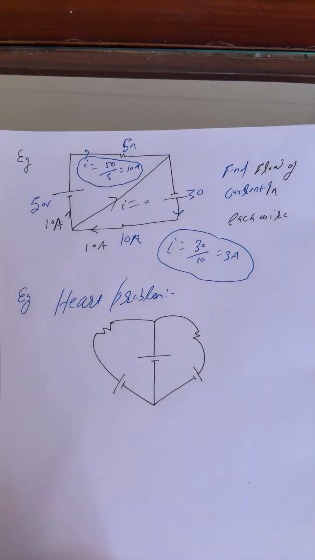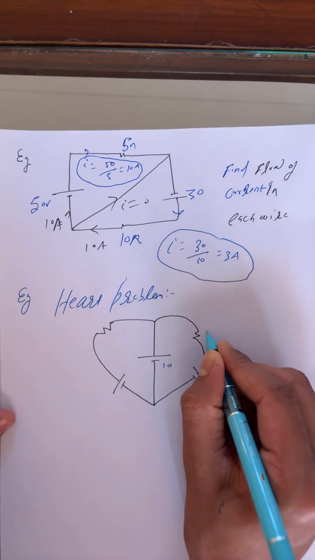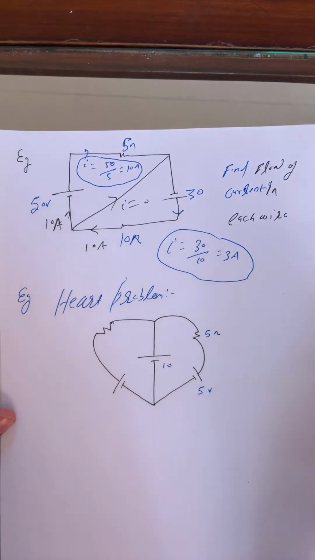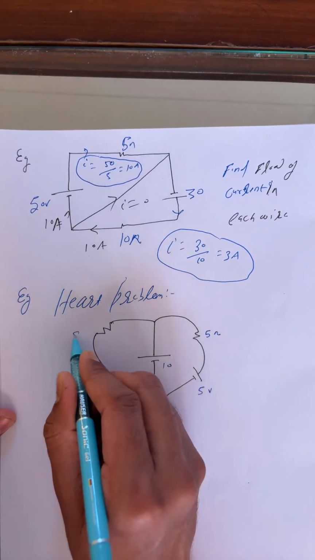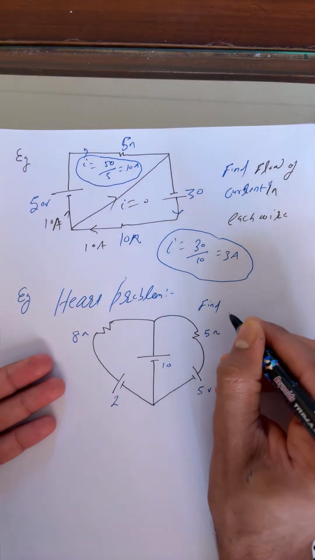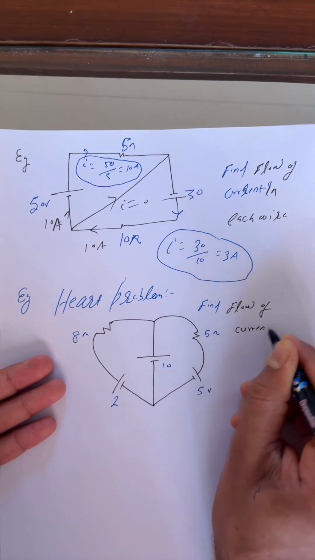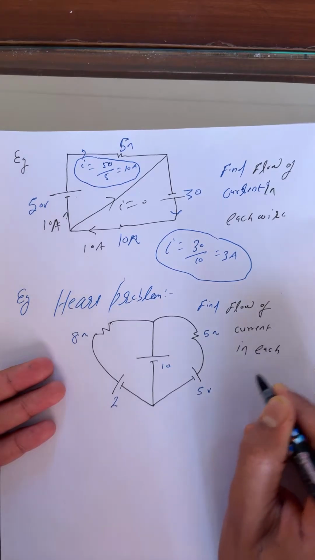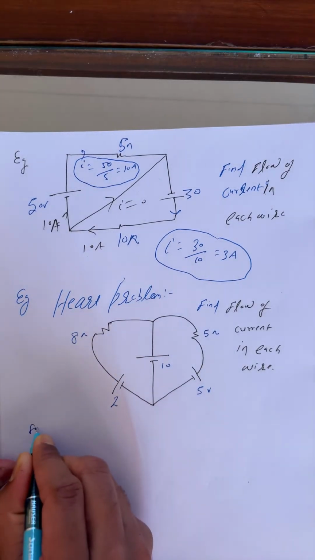Yes, beta. You can take this as 10 volt. This you can take 5 ohm. This is 5 volt. This is 10 here. You can see this is 2, 8. You can take this as basically 8 ohm. Questions remain the same: find the flow of current in each wire. Yes, beta.